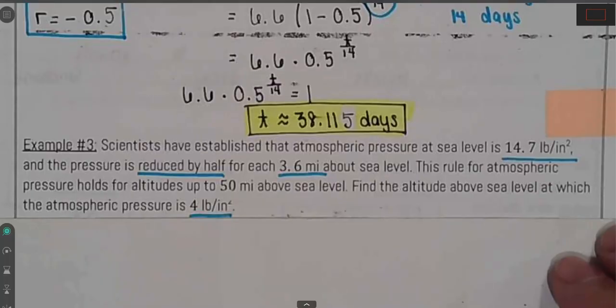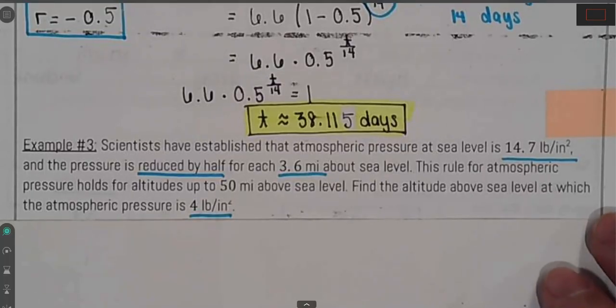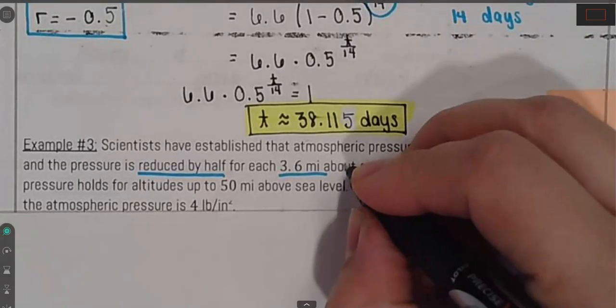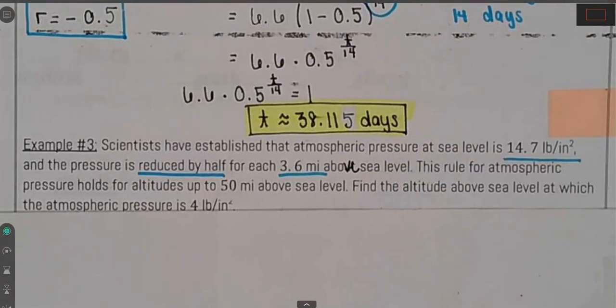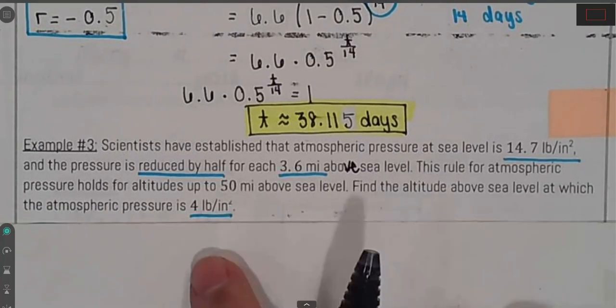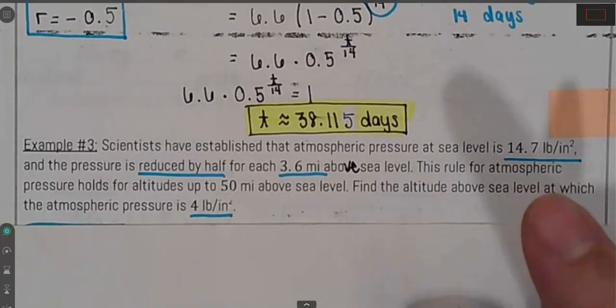Example number 3. Scientists have established that atmospheric pressure at sea level is 14.7 pounds per square inch, and the pressure is reduced by half for each 3.6 miles above sea level. Sorry for the typo. This rule for atmospheric pressure holds for altitudes up to 50 miles above sea level. Find the altitude above sea level at which the atmospheric pressure is 4 pounds per square inch.